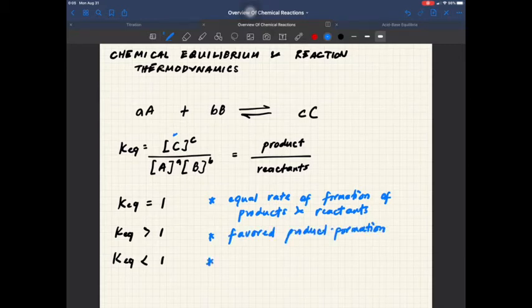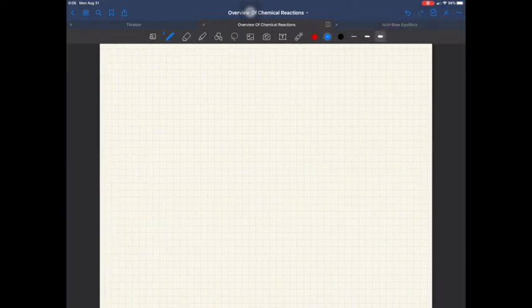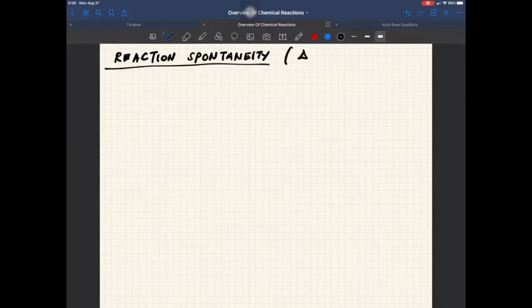On the other hand, if the value of your equilibrium constant is less than 1, it means that the product is unstable and therefore the formation of your reactant from the product is more favored. This concept is related to spontaneity of reactions. When we say spontaneity of a reaction, we are referring to Gibbs free energy, or the change in the Gibbs free energy of your reaction species.